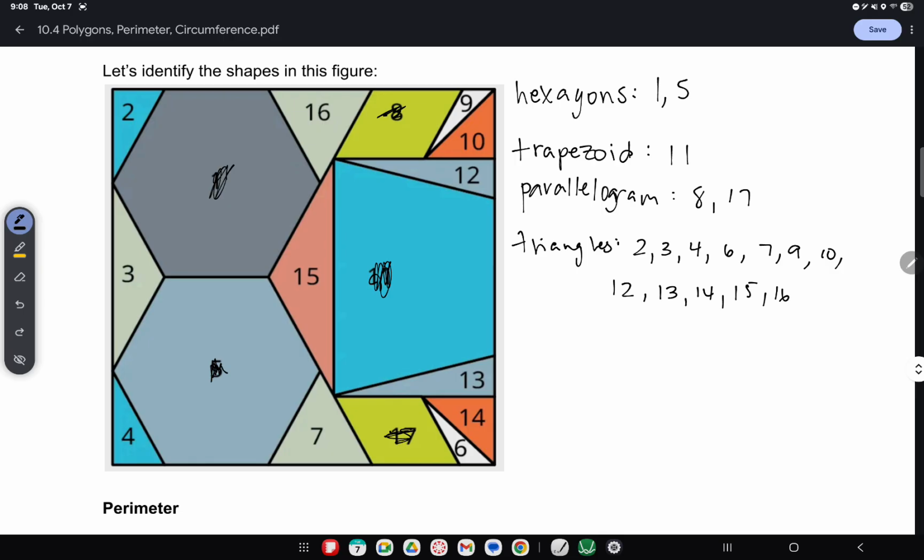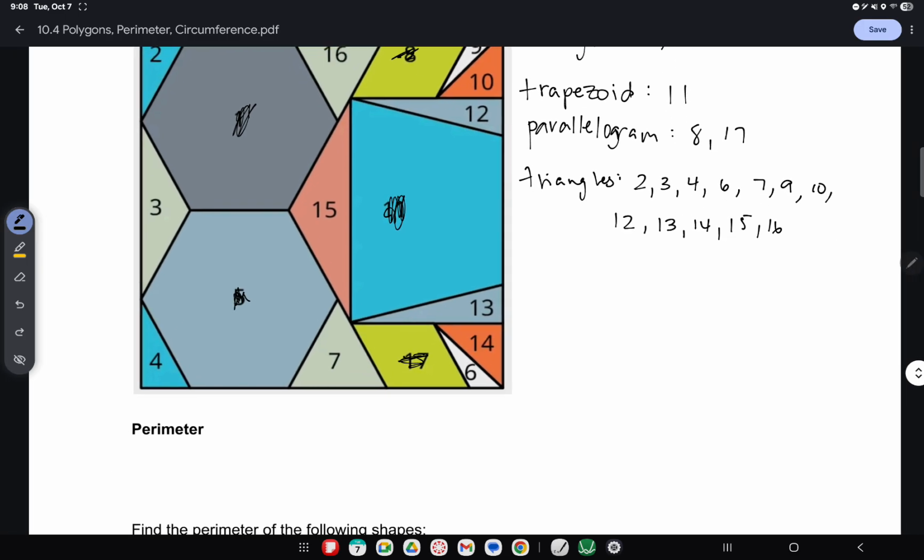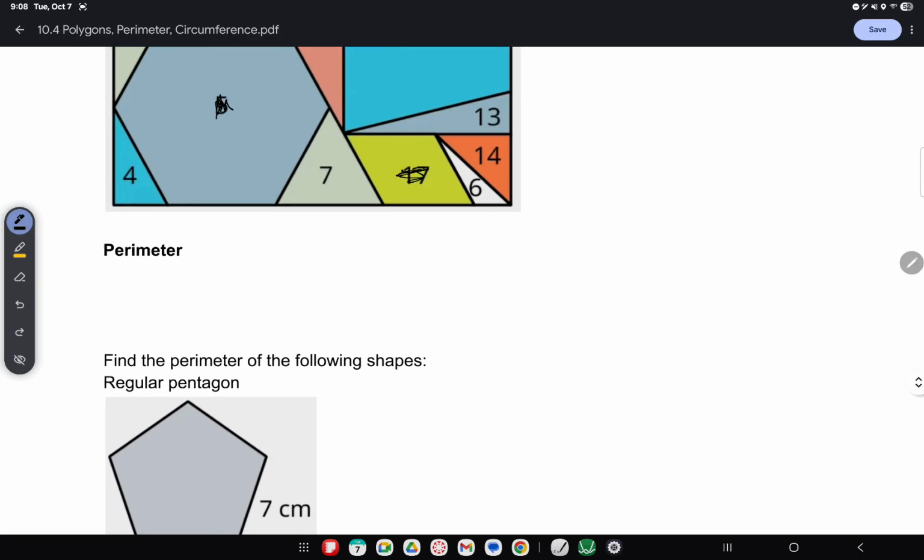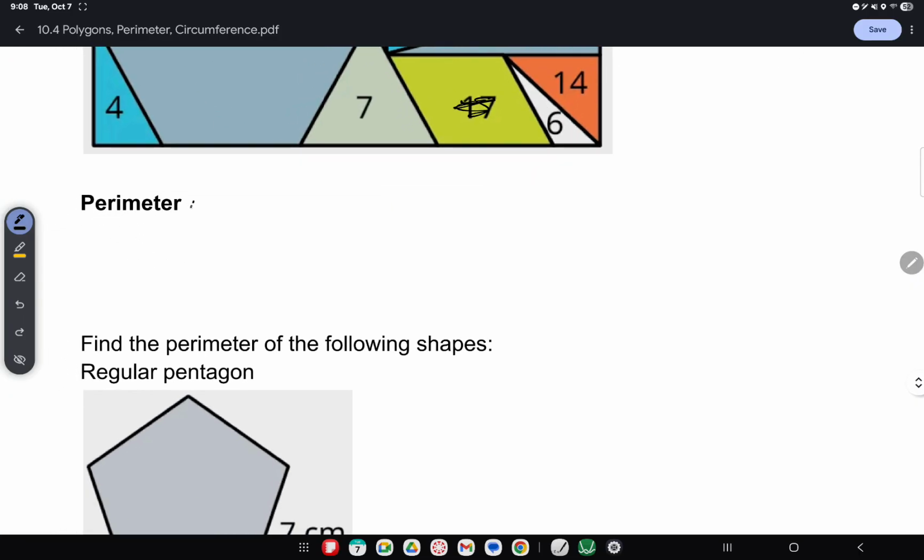All right, being able to identify what kind of shapes they are is going to help us when we go into this idea of perimeter and area of shapes. So perimeter, I call it the fence around the shape. I think a better, formal definition would be the distance around a figure.